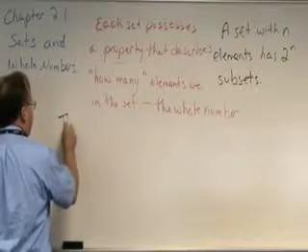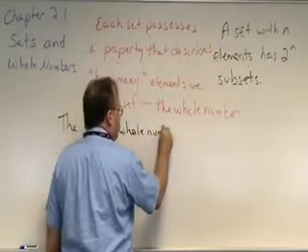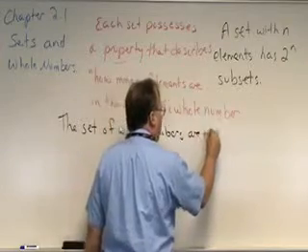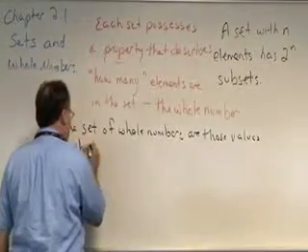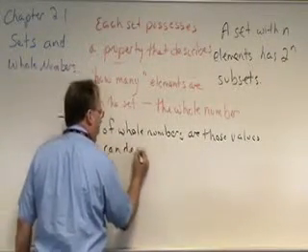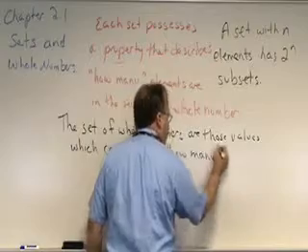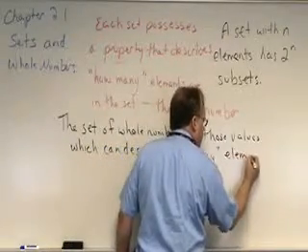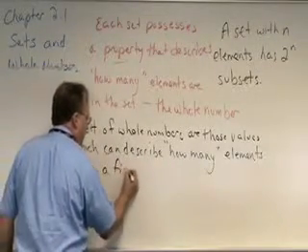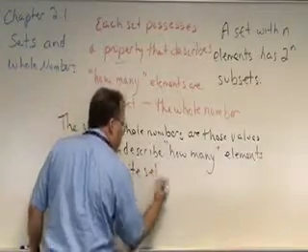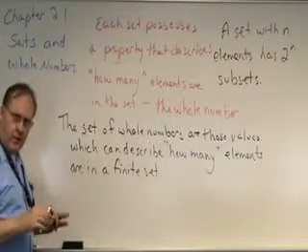So the set of whole numbers are those values which can describe how many elements are in a finite set. Now, this is why the whole numbers are a little different from the counting numbers.